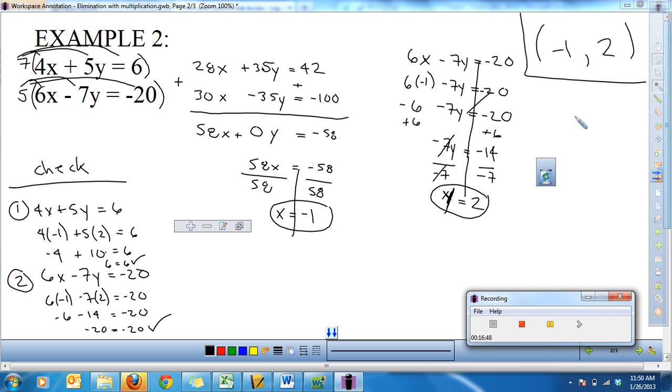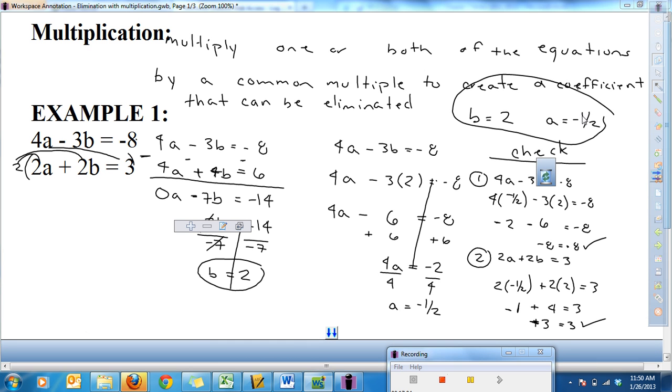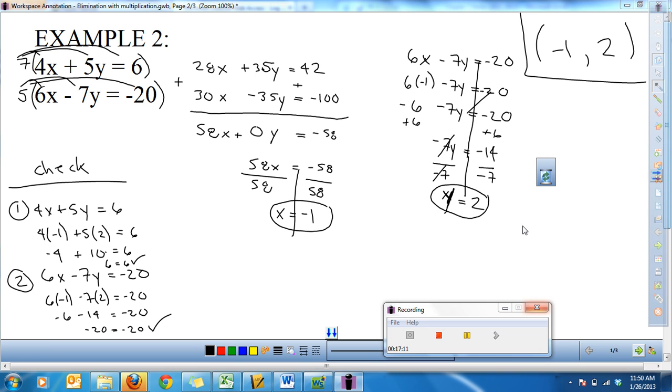Something else to note is in our last example, we wrote our answer as a equals and b equals. Remember that if you're solving for x and y, you can write it as a coordinate point. If you're solving for two variables that aren't x and y, like our previous example, so let me go back to that one real quick, that's why we wrote this as b and a. We can't write that as a coordinate pair because those aren't x and y. But if it is x and y, we're going to write that as a coordinate pair, -1, comma 2.